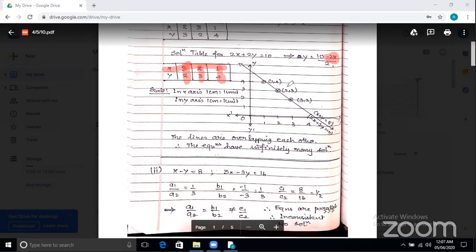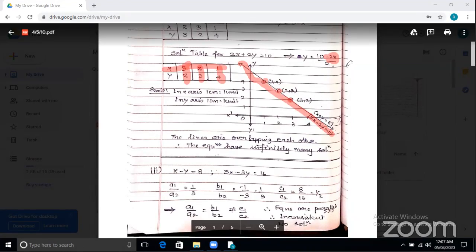Now you plot the line on the graph. What is that graph? 3, 2, this is 3, 2. And 2, 3, this is 2, 3. And the 1, 4, this is 1, 4. Therefore, you can join all the points. If it is in one line, then your graph is correct. Yes, sir.